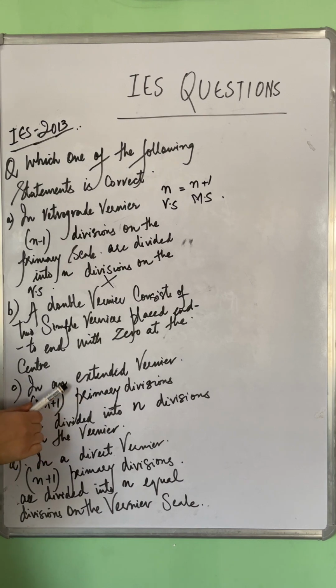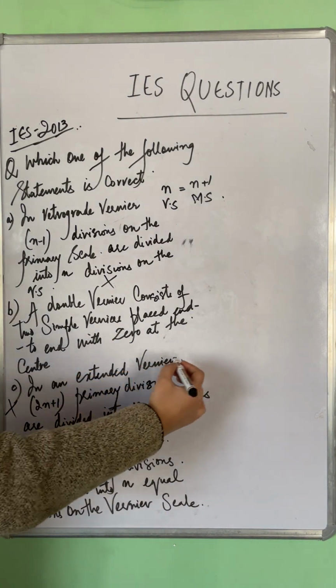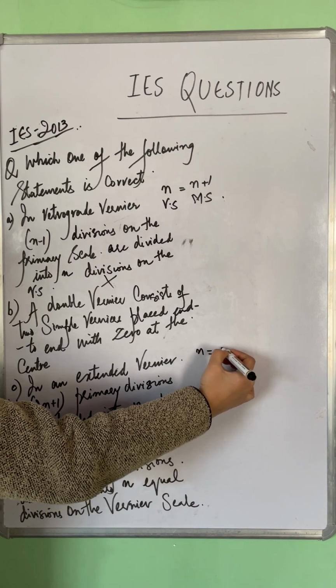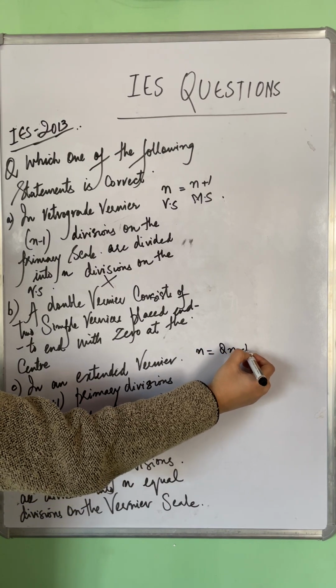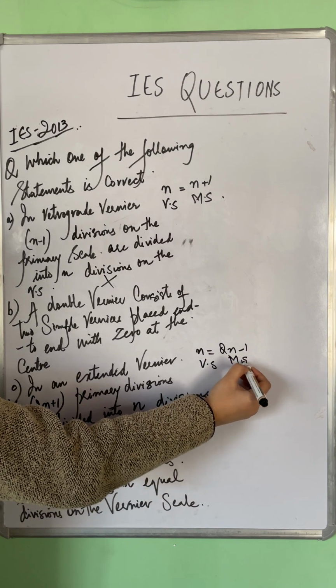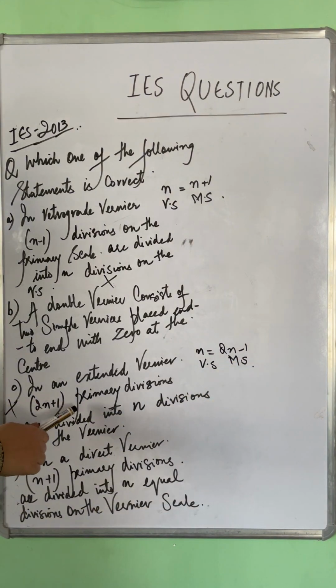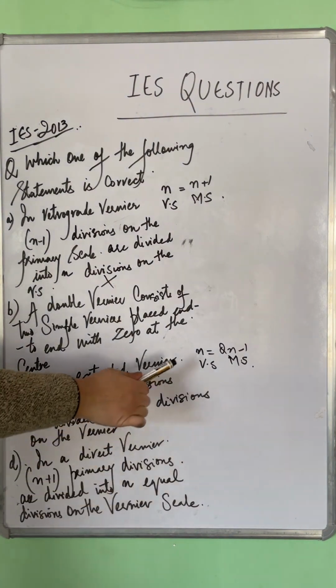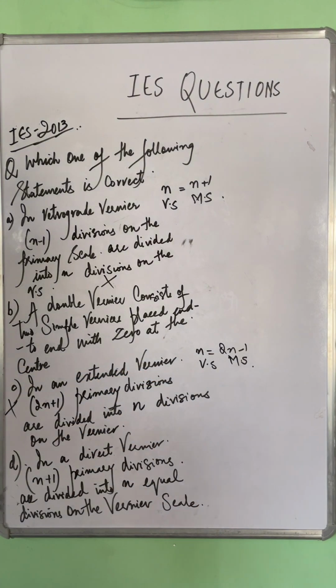Let's take this statement. In an extended vernier, 2n plus 1 primary divisions are divided into n divisions on the vernier. Again wrong. Why? Because in an extended vernier, n divisions on the vernier scale correspond to n minus 1 divisions on the main scale. So this is wrong. In an extended vernier, 2n minus 1 primary divisions are divided into n divisions on the vernier scale, not 2n plus 1.